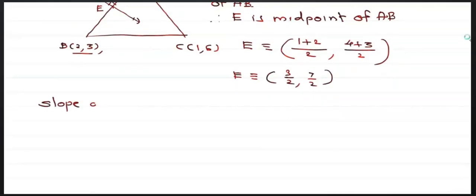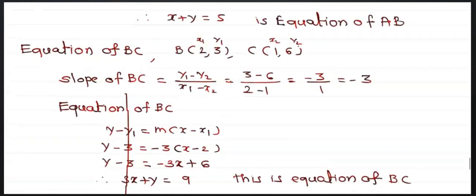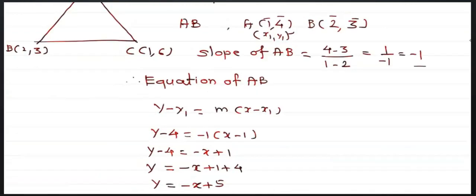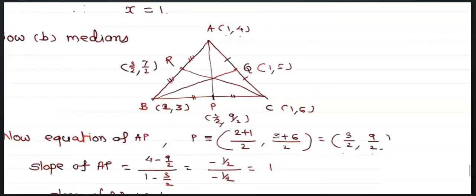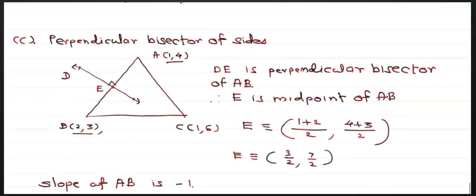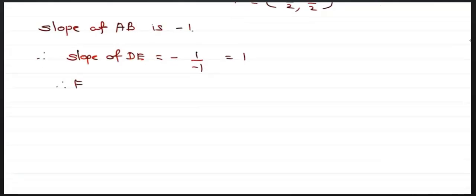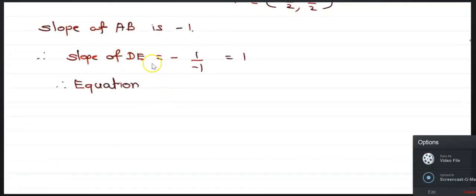Let's say 3 by 2, 7 by 2. Slope of AB is minus 1. Therefore, the slope of D is the minus and reciprocal of the slope of AB, which is 1.